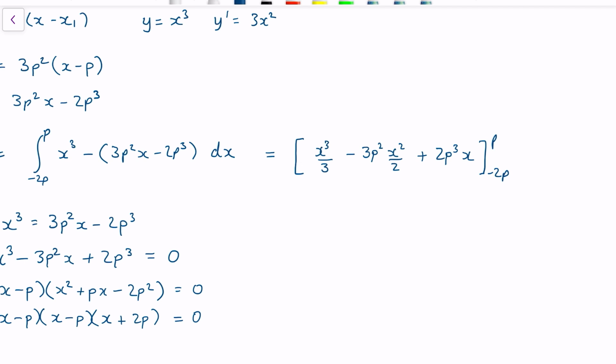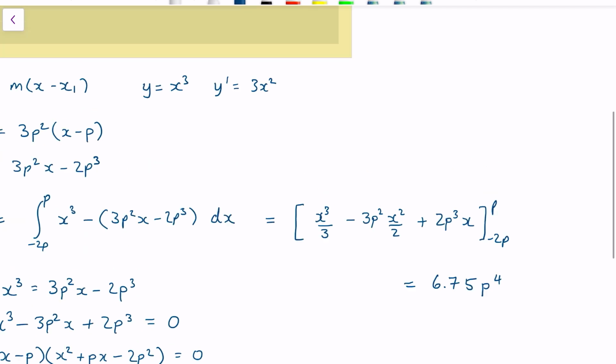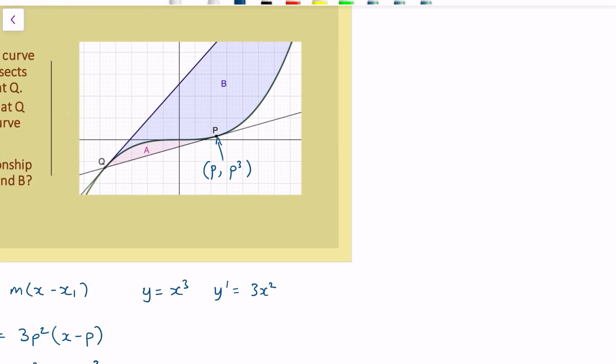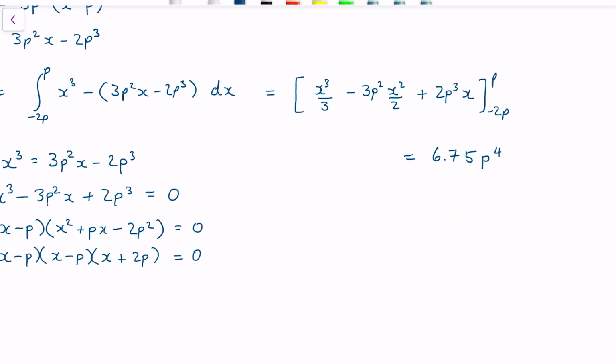Okay, when we do that, I'll leave you to verify this, but it comes out to be 6.75 p to the 4. Now look, we could repeat that process. We could find a new tangent at the point Q, and then find the integral, the difference between the tangent, which is now the top function, and the cubic. Look, we're going to get the same. We get the same integral because it's still going to look like this.